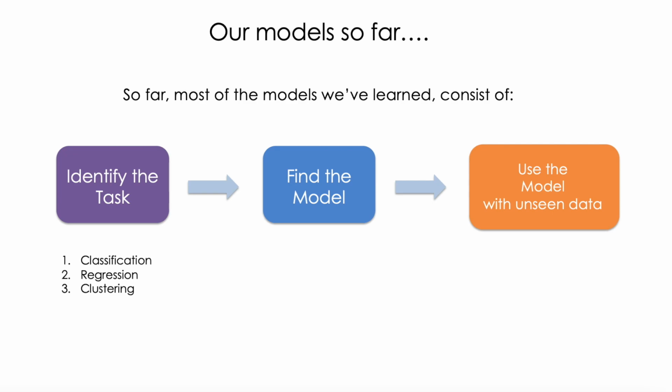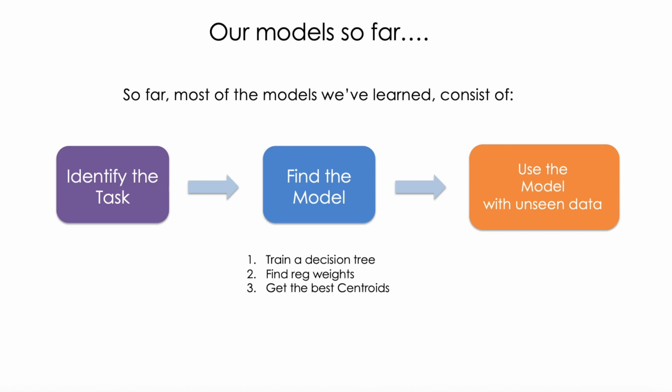For example, the task could be a classification problem, a regression, or a clustering problem. And when we find the model, in the classification case is going to be, for example, a decision tree. In the regression case or prediction could be finding the regression weights. And in the clustering could be getting the best centroids by using the k-means algorithm.